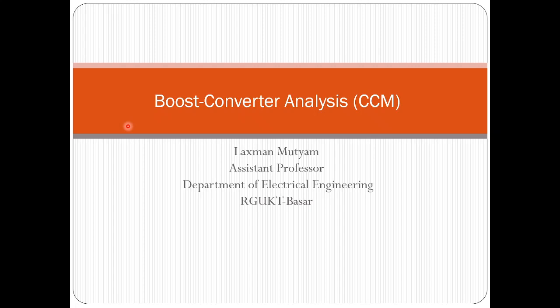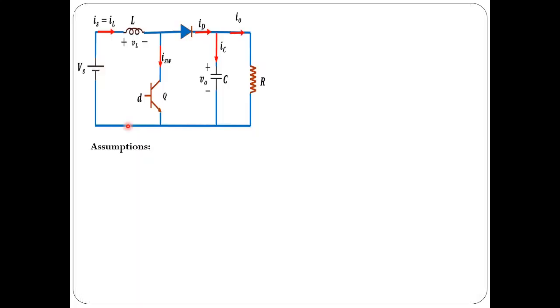In this session we shall discuss the analysis of boost converter in continuous current mode. So let us consider this boost converter circuit diagram, and for simplicity I take resistive load. However, you may have battery load also. Any DC load can be considered, but for simplicity I have taken R load, that is resistive load.